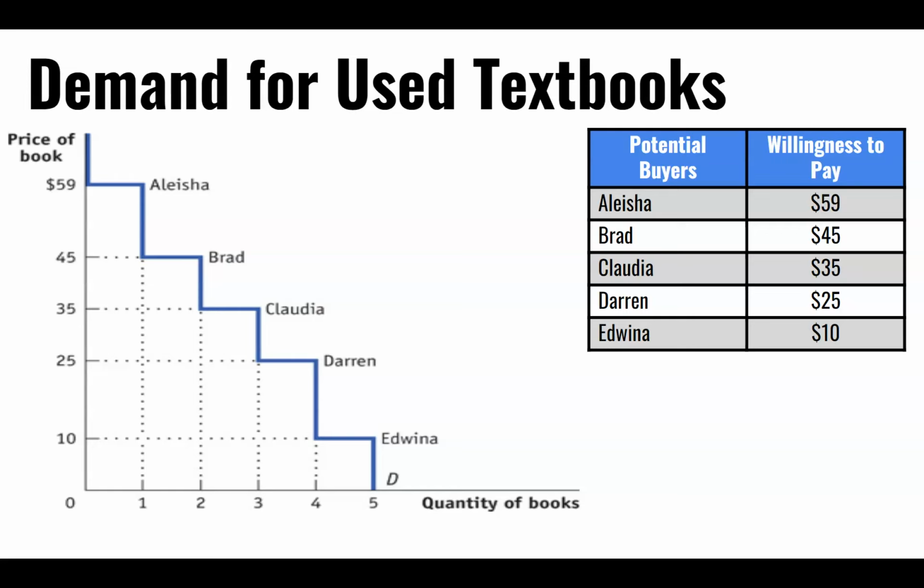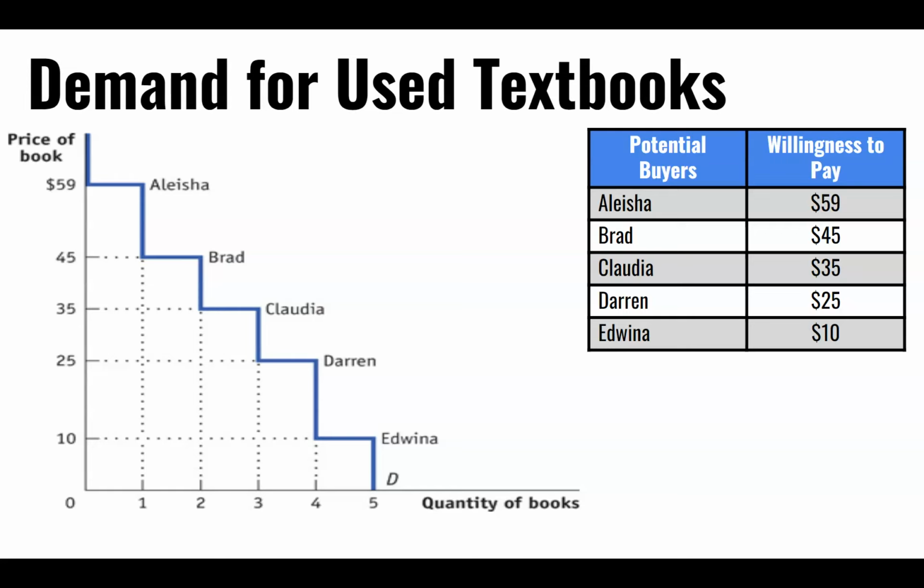Now, I don't know how many textbooks are going to get sold because I don't know where the supply curve is yet. I do know all the potential quantities and prices, however, and I do have a demand schedule. If the price were, say, $40, then I know that two textbooks will be sold because only Alicia and Brad are willing to pay at least $40. Claudia is not willing to pay 40. Neither is Darren or Edwina. So the price is 40. Those three are out of the market, but Alicia and Brad will be happy to buy a book.